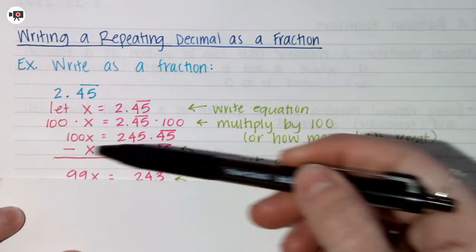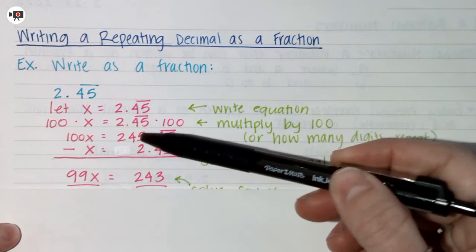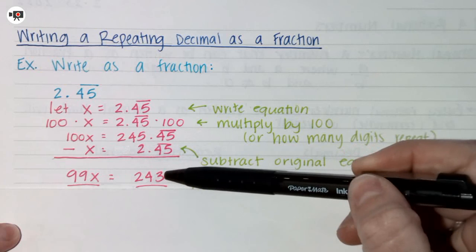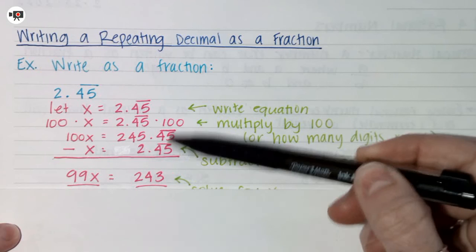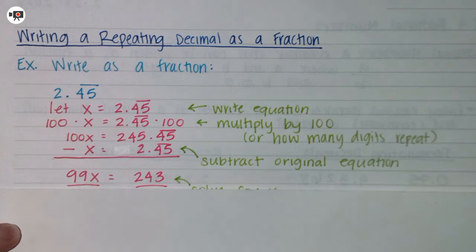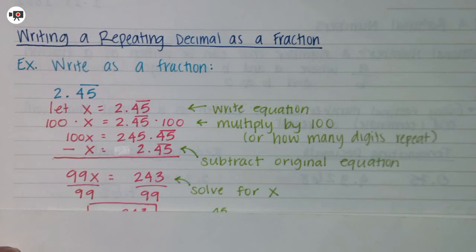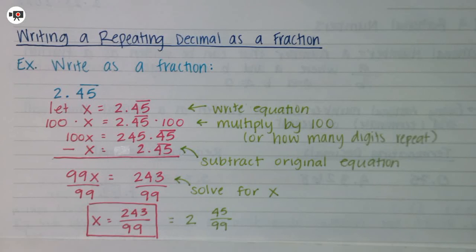Then I have 100 minus 1 is 99. 245 minus 2 is 243. And these decimal places will cancel out. Then to get x by itself, divide each side by 99. And x equals 243 over 99, or 2 and 45 over 99.